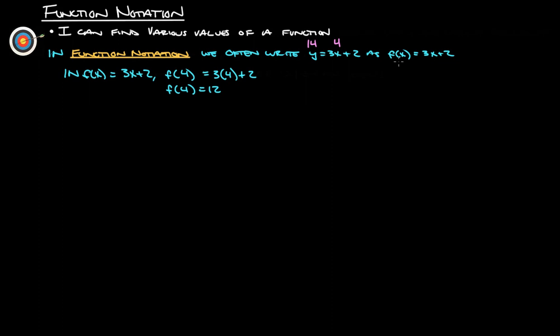So what this is saying is that when I put 4 in here, the function of 4 gives us 14. That's what f of x is, function notation. If I put 4 in for x, I'm going to get 14 back out. So f of 4 is 14 because 3 times 4 is 12 plus 2 is 14.